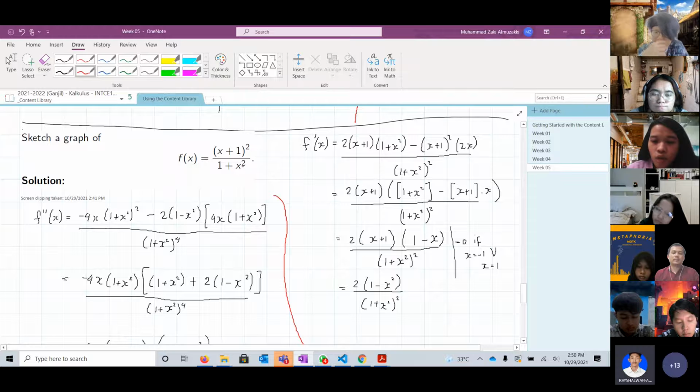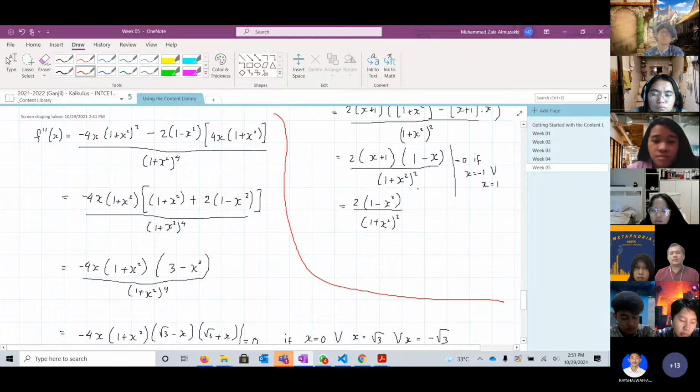Okay. So for this we have to use two rules. The chain rule and the quotient rule at the same time. Yes. Thank you, sir.